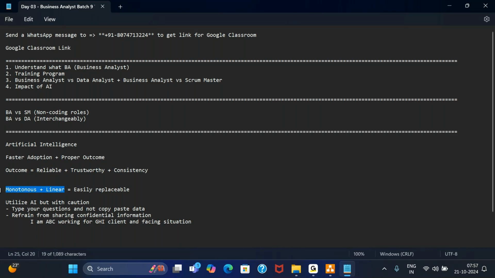extremely controlling as well, where they want everything to go through them. So depending on my stakeholder, I have to change my strategy. Can I say one size fits all strategy? No. So BA is not someone easily replaceable. Does that mean, where does that leave AI? Utilize AI for improving or boosting your productivity, but always with caution.